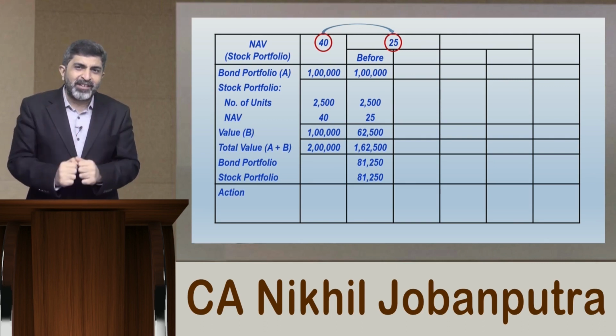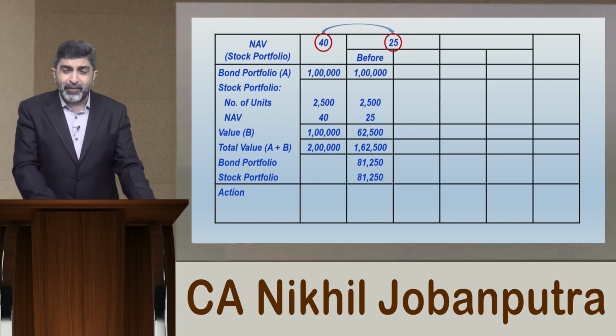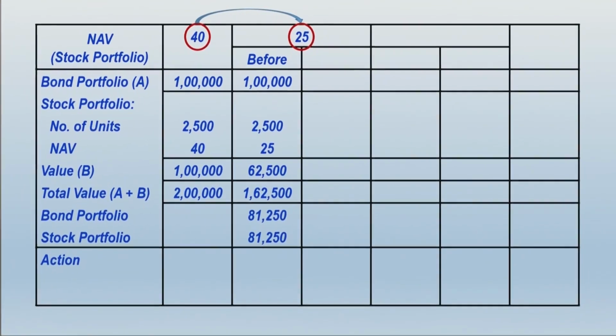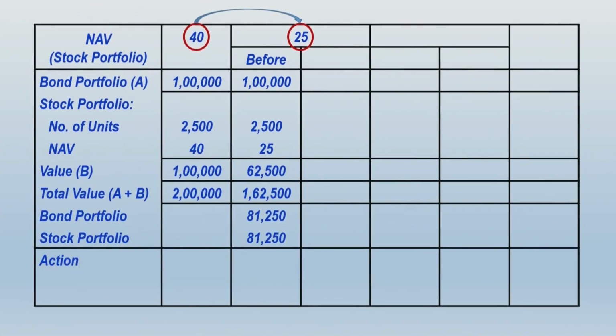So how many units am I going to buy? That will be 750 units, and that becomes my action plan. So what I wrote over here as action, the outcome of the action will be buy 750 units, and now I am going to show the position after. When I write after, what will be the bond portfolio value after this rebalancing? It will become 81,250. Number of units that will now be existing with me.